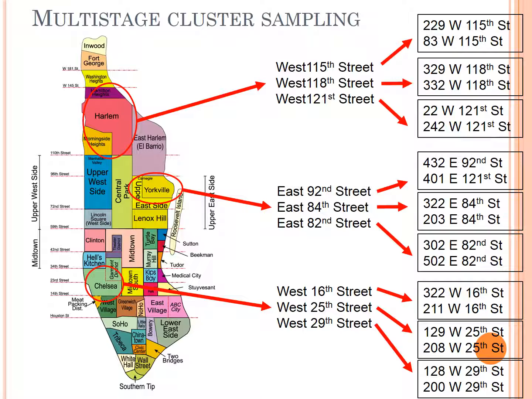You could go even further. Within each apartment building, you might decide to look at different units, and then you might select people within those units. So you could have a 5-stage cluster sampling process. But in this way, everyone in the population of Manhattan would have had an equal opportunity to become part of the sample.